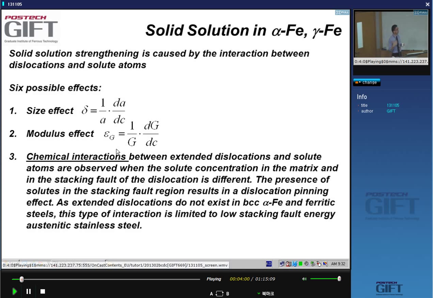We have what we call the chemical interaction. When we refer to chemical interaction, we typically refer to the effect that solutes have on extended dislocations. So this would be an effect that only occurs when we have stacking faults, in low stacking fault materials, so it doesn't really happen in ferrite or ferritic steels. The reason is that solutes may be migrating to the stacking faults and having an influence on the motion of the dislocation in this way.